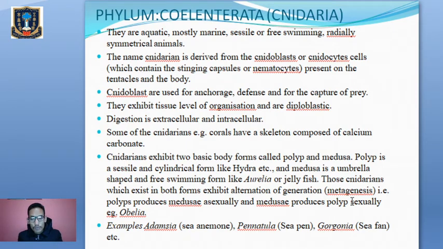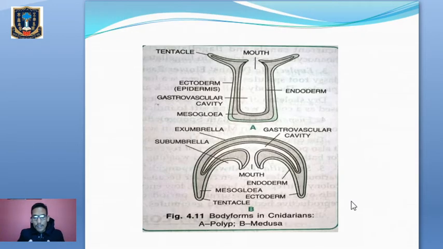And a few examples of Cnidaria are Adamsia, the sea anemone, Pennatula, the common name is sea pen, Gorgonia, the common name is sea fan. Okay, so look at the polyp form and the medusa form of cnidarians. Here you can see the polyp form of the cnidarians and the umbrella shaped form, which is the medusa. Clear? So let's see a few examples now.